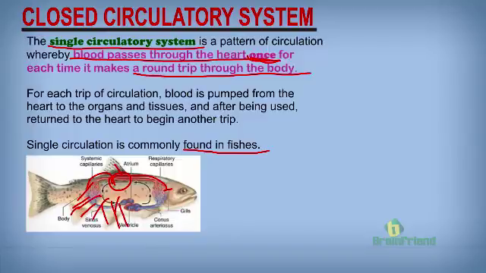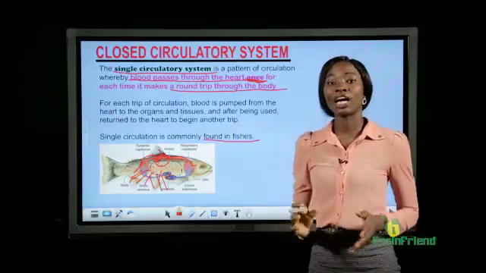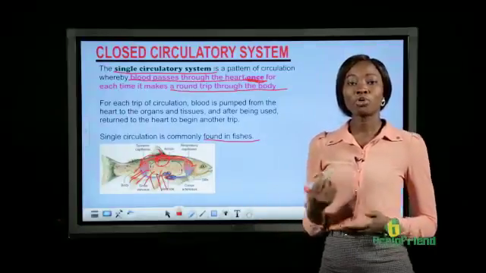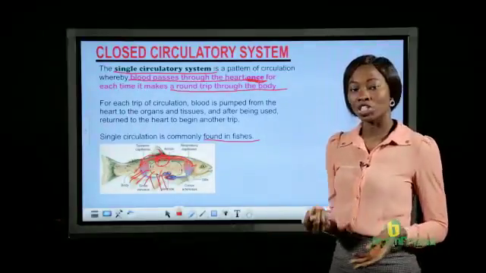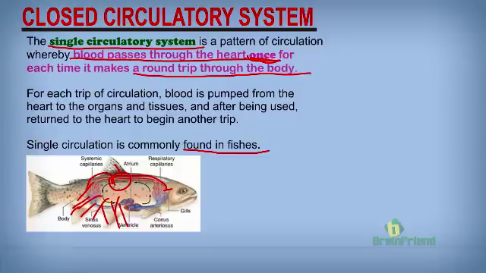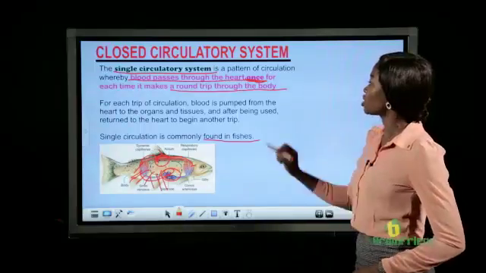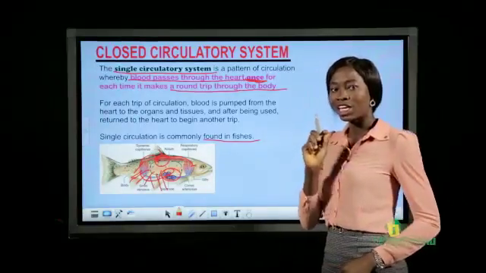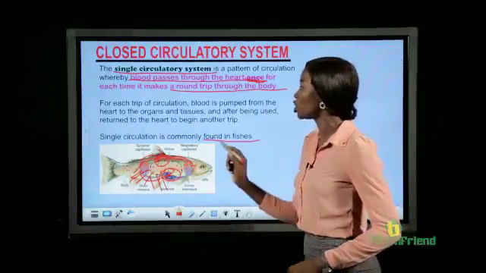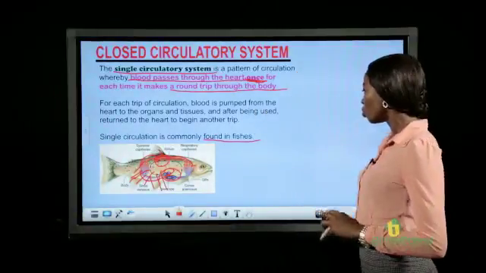It gets to the tissues and organs. The tissues and organs use up the food nutrients and the oxygen. Then the blood returns to the heart through veins. It returns to the heart for another cycle of circulation. So we say blood passes through the heart just once. Each time it makes a round trip through the body.